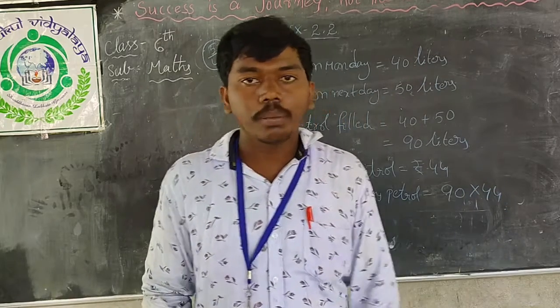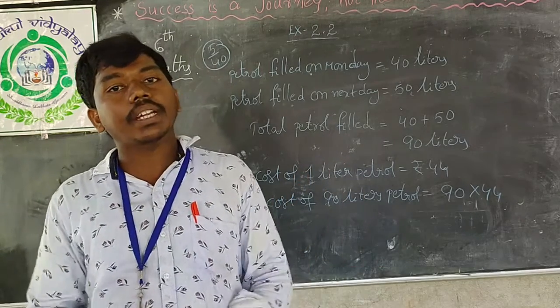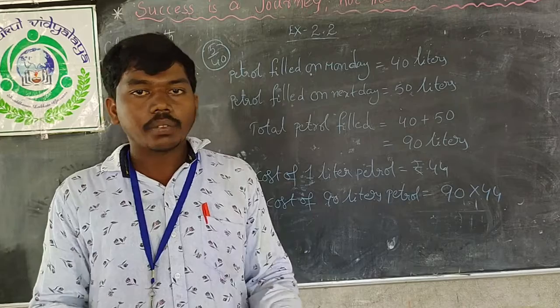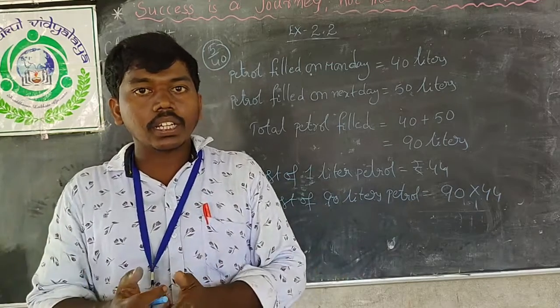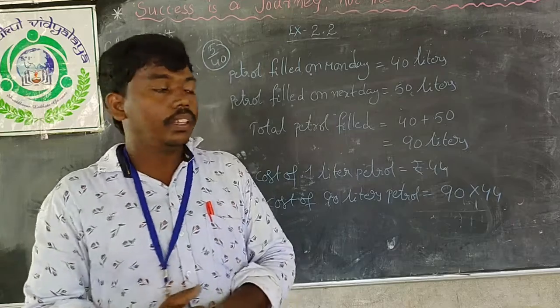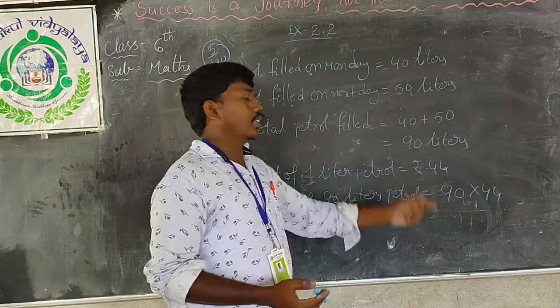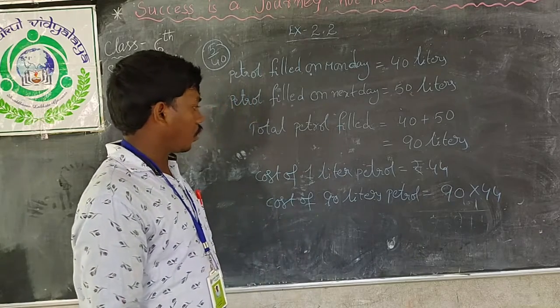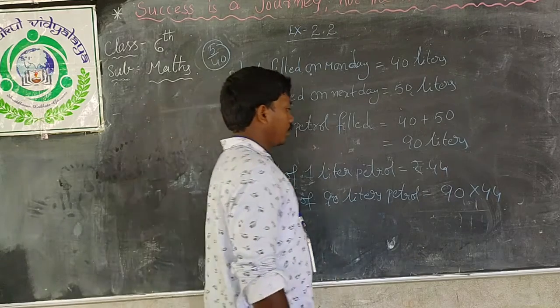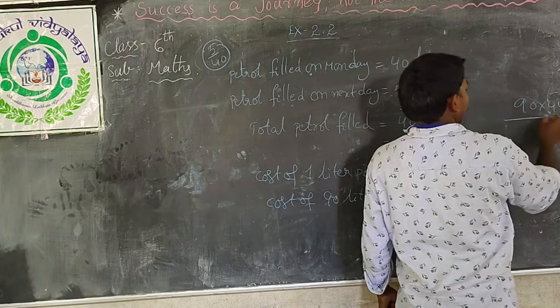Children, we have Good Day biscuit packets. So one packet is 5 rupees. What is the cost of 7 packets? 35. How? 7 5s means you can multiply. 7 5s are 35. Like that, here we can multiply with 90. 90 into 44. Okay, find the product here.